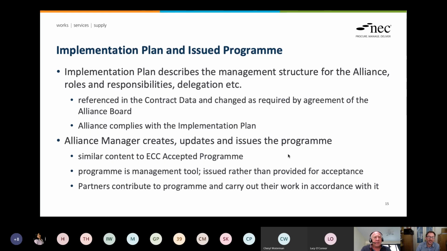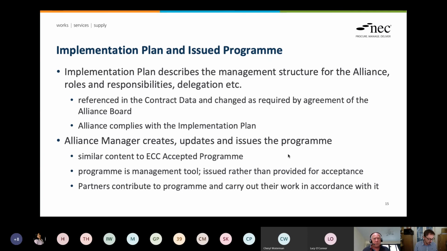Definitely. Okay, so I suppose we need to accelerate a little bit. So the implementation plan. So what is the management structure of the alliance? What are their roles, responsibilities? Who is delegated what? Things like, I suppose, how we're going to communicate, all those things. And once it's in place, which is referenced in the contract data, then the alliance must comply with that. It can be changed, but again, only by agreement of the alliance board. So you've got to step up and deliver the promises that were made with the implementation plan, I suppose, at tender stage.